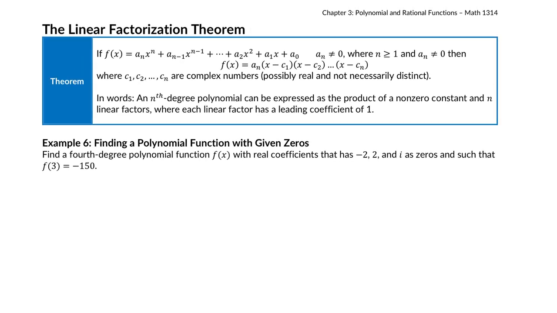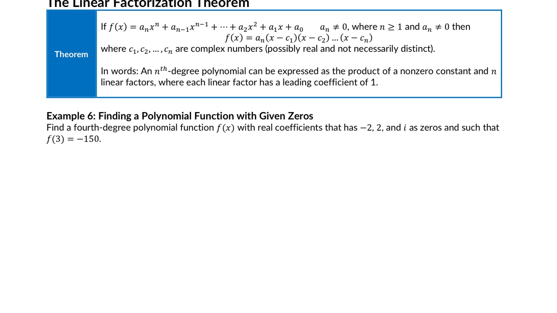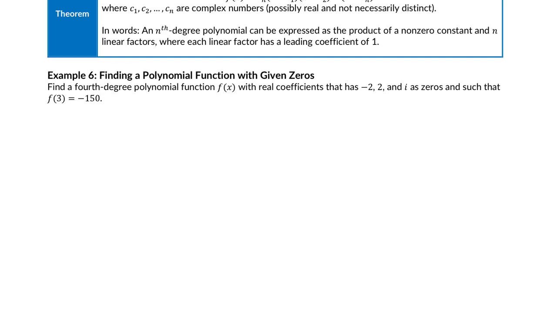You'll notice that this page is entirely blank. We're going to take the whole page. I'm showing you this so you don't use tiny handwriting, and don't use big handwriting. All right, we're going to find a 4th degree polynomial with real coefficients that has -2, 2, and i as zeros, such that f of 3 is equal to -50.